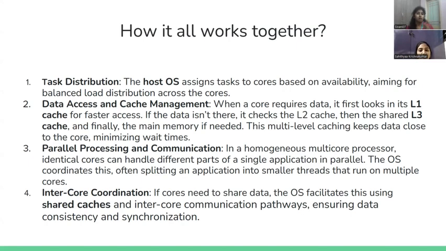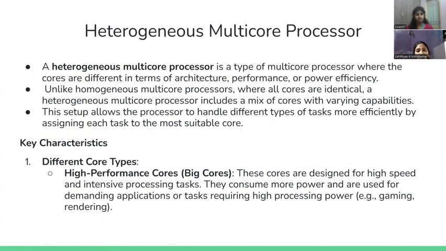Then we have parallel processing and communication. In a homogeneous multi-core processor, all the cores are identical. They can divide a task for parallel processing. When a single application can be broken down into smaller parts, the OS can assign these parts to different cores to run simultaneously. Then we have intercore coordination. If a core needs to share data, the OS facilitates this using shared caches and intercore communication pathways, ensuring consistency and synchronization.